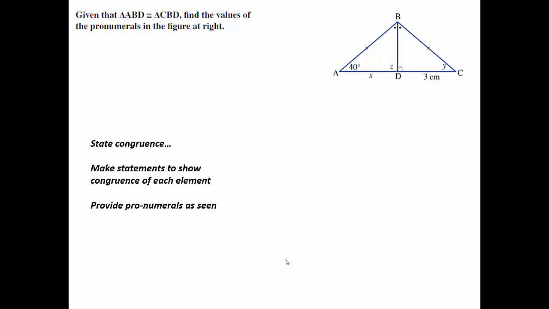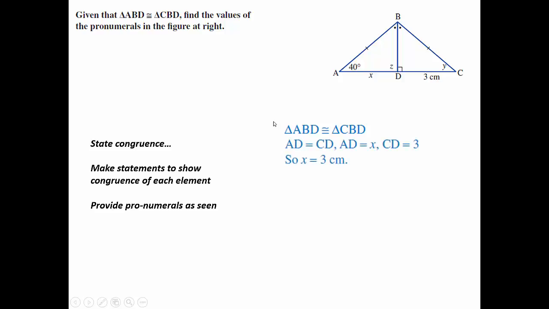In this question, they're telling us that these 2 triangles are congruent, and they want us to find x, z, and y. Now you can just do this by visualization. X must be 3 because these 2 triangles are the same, y must be 40 because they're the same, and z must be 90 because they're the same. But you've got to actually write it down in a mathematical way. So the first thing to do is state congruence. So you're actually going to rewrite that statement and tell the person that the 2 triangles are the same. Then you need to make statements to show each element which is congruent, and then find your answer.